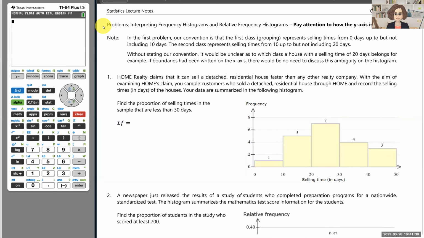Welcome. On this page, we're going to take a look at some histograms that have already been created and then answer some questions about them. But we're first going to have to make a note here about a convention we're going to take. So let me read the first problem.